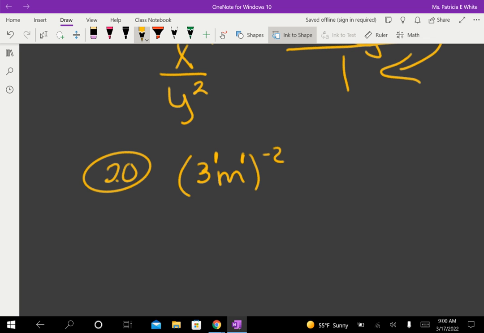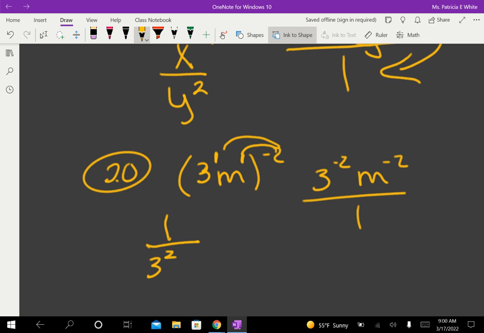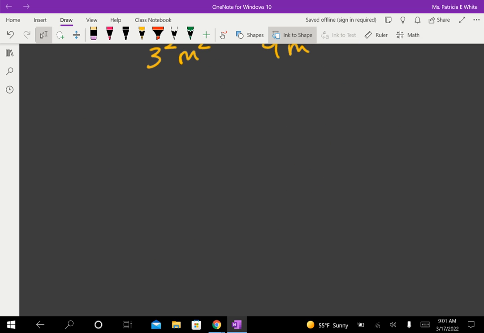Thank you. Okay, so negative 2 times 1 is 3 to the negative 2. Negative 2 times 1 is m to the negative 2. I have negatives, so I need a fraction. I need a top and bottom. So that's going to give me 1 over 3 squared m squared, which is going to be 1 over 9m squared. Okay? All right, we're going to move on.